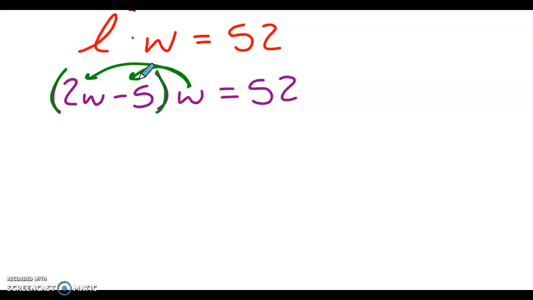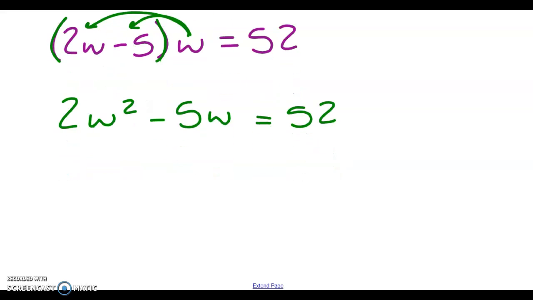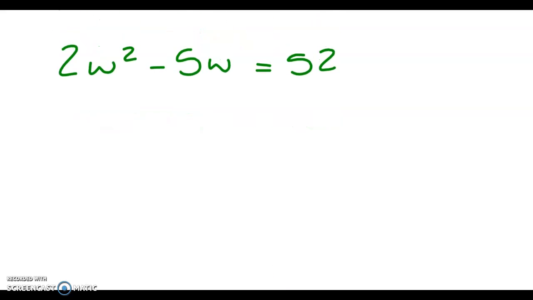So W times 2W for that first one, that'll be 2W squared. W times negative 5 will be negative 5W, and then we're equal to 52. Now you're looking at exactly the same situation you had a handful of times yesterday. Excuse me. Where we need to get to standard form. We have two different forms of our variables, so we know we're going to have to factor. Get to standard form.